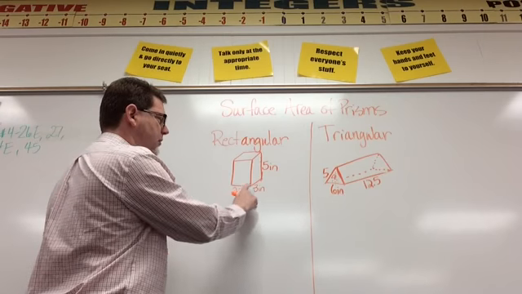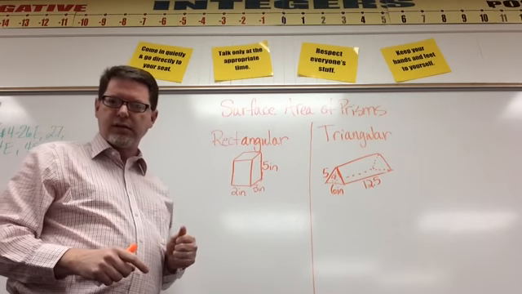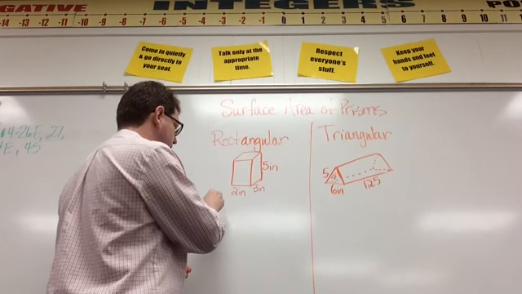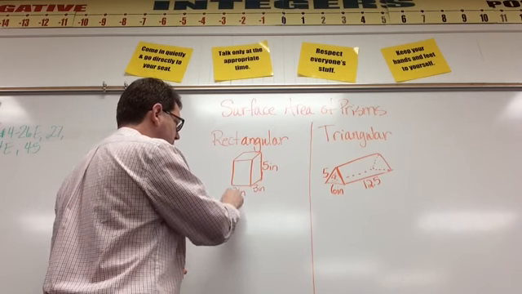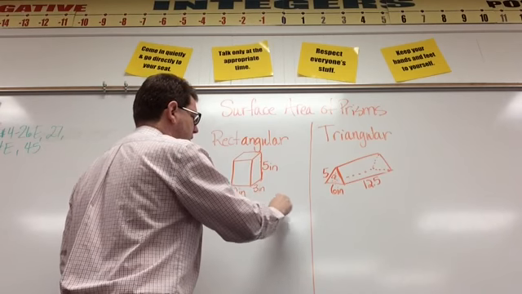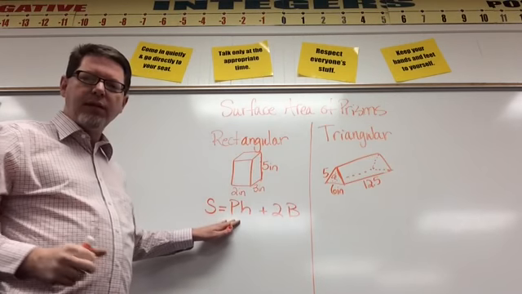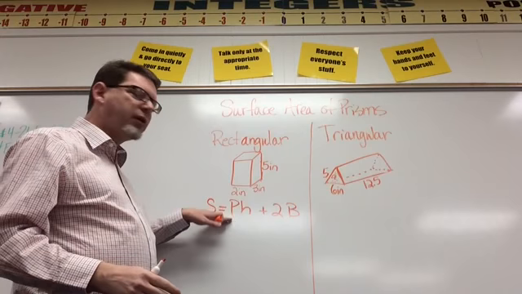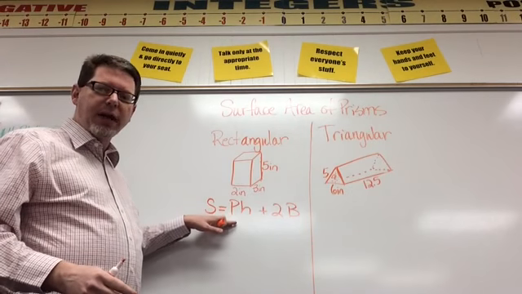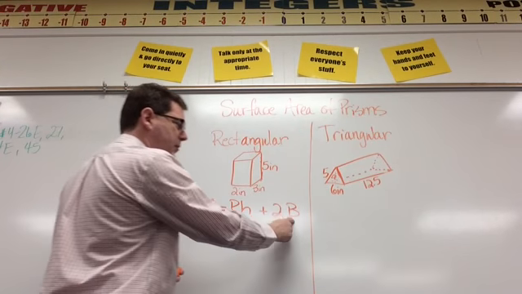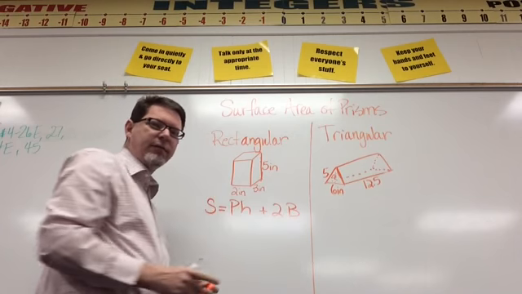So I have a rectangular prism. I have 2 inches by 3 inches by 5 inches. And the formula to find the surface area equals capital P H plus 2 times capital B. Now capital P may be new to you, and that is perimeter of the base. Capital B is still area of the base.